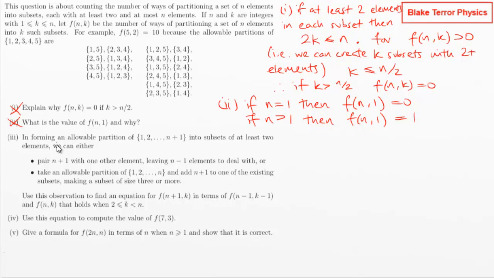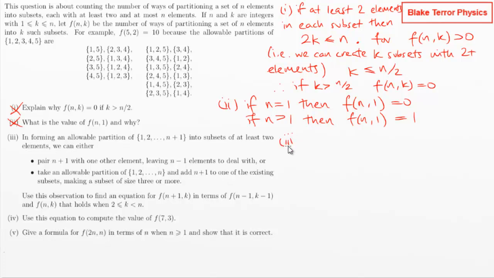In forming an allowable partition of 1, 2, all the way up to n plus 1 into subsets of at least 2 elements, we can either pair n plus 1, so the last element, with one other element, leaving n minus 1 elements to deal with, or take an allowable partition of 1 up to n and add n plus 1 to one of the existing subsets, making a subset of size 3 or more. Fair enough. Use this observation to find an equation for f(n+1,k) in terms of f(n-1,k-1) and f(n,k). Right, that holds when k is in that range.